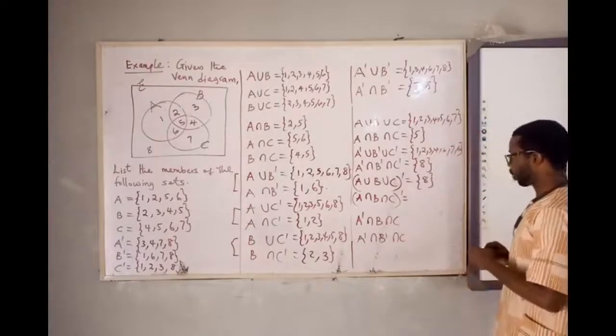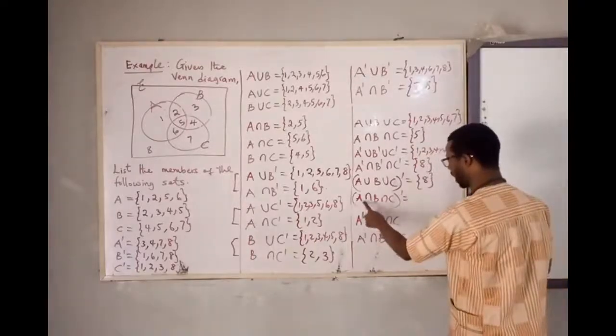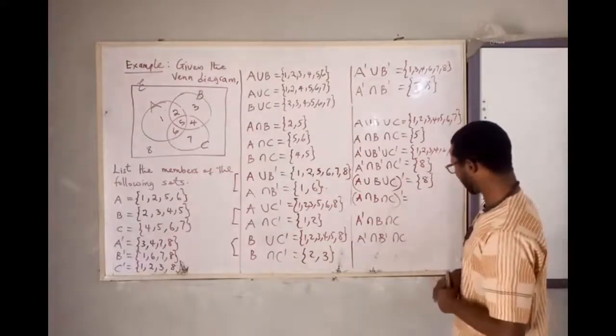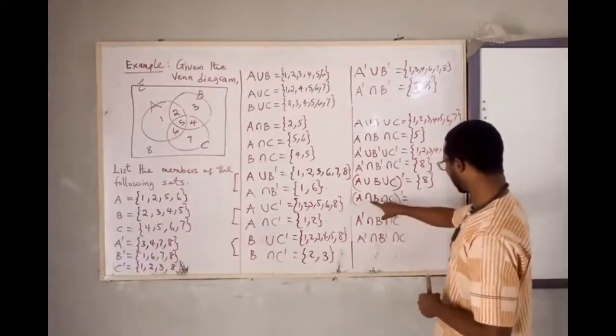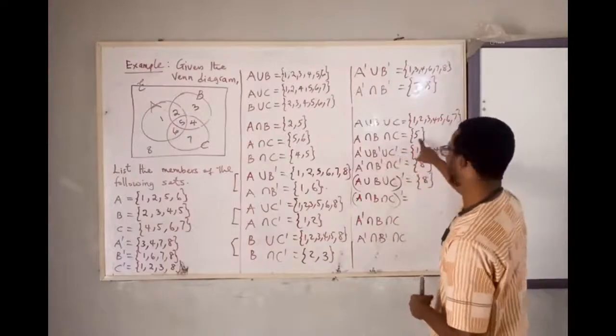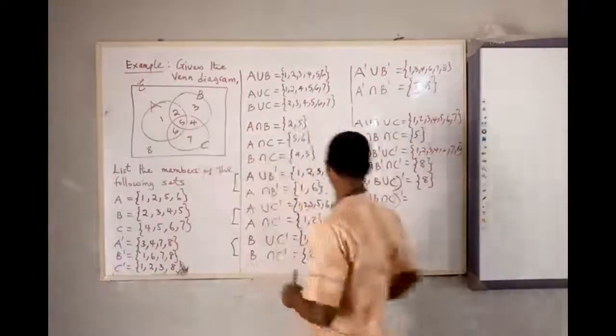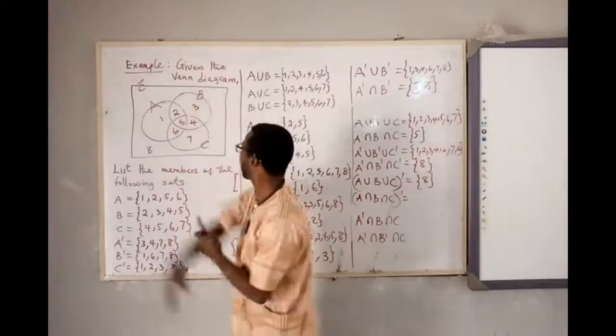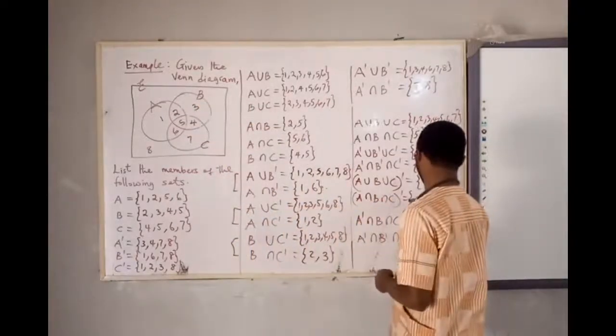8 left. Then I have A intersection B intersection C prime. So look at it critically, you will see that A intersection B intersection C is here, and now it's 5. So this is it. And they ask us to prime it. So I'm going to prime this. That means to remove it. Whatever you have left is your answer in the universal set.